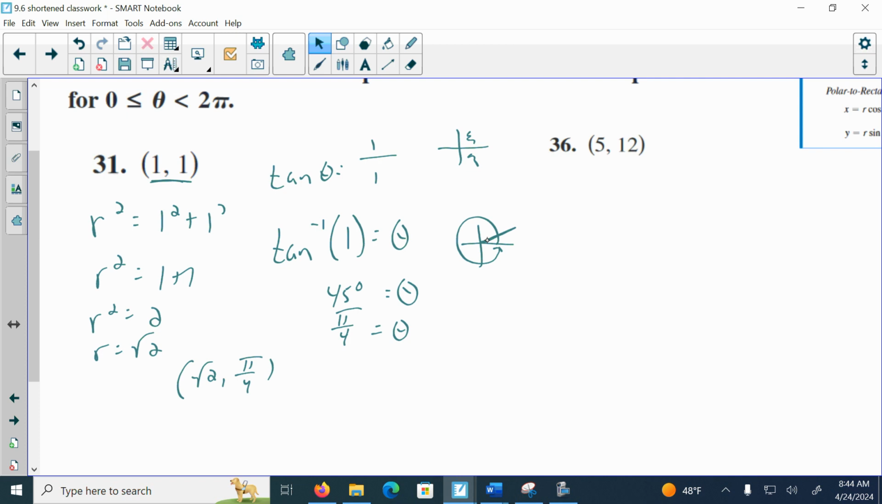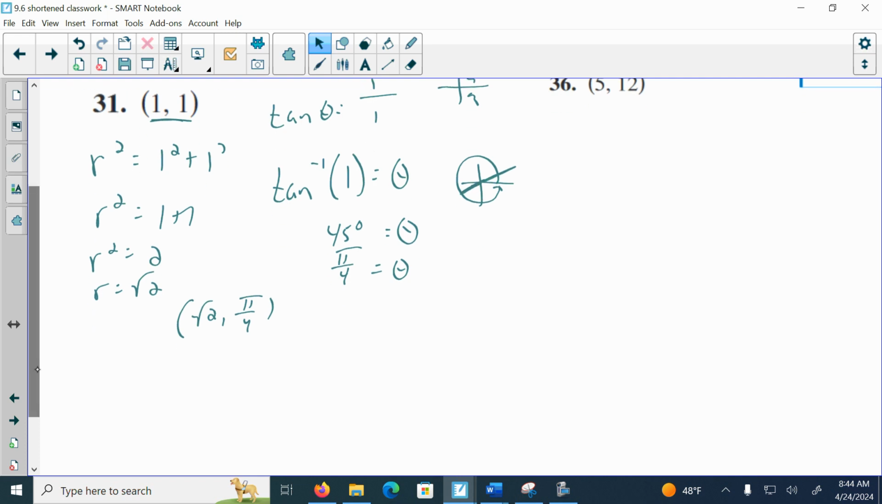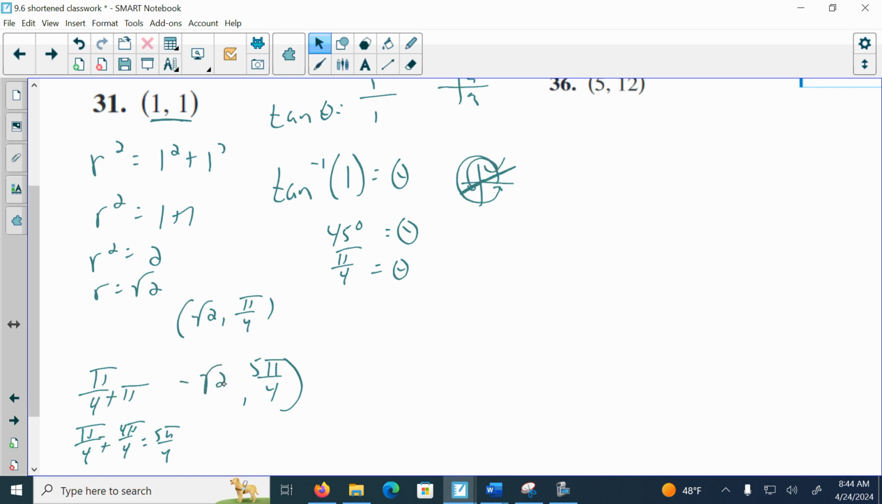To find the other one, I'm going to have to go to the angle that's opposite of that. So I'm going to take pi over 4 and add pi because I'm going halfway around the unit circle. So pi over 4, common denominator, 4 pi over 4, and I get 5 pi over 4. So my angle is going to be 5 pi over 4. And then since I'm on the opposite side and I need to hop the pole, I'm going to make my radius negative. So those are the 2 pairs that represent (1, 1).